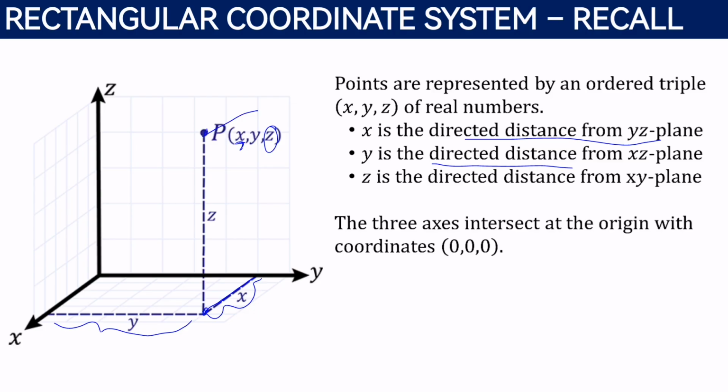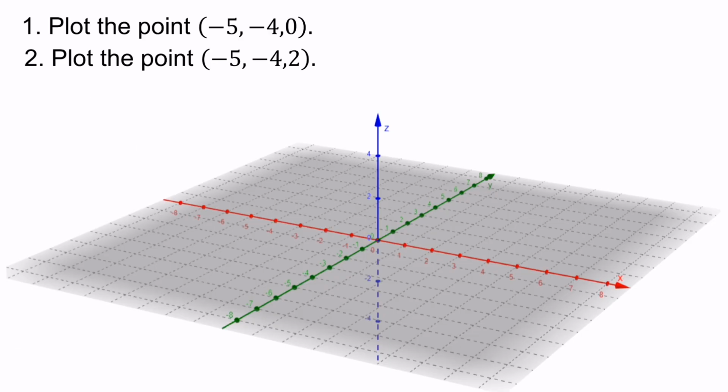So let me use red. Point going to the xy plane. Okay, so let us now plot points. First, let us plot the point negative 5, negative 4, 0. So this is our x, y, and z. So this is my x axis. The x coordinate is negative 5, so it's referring to this point here. Let me use blue instead.